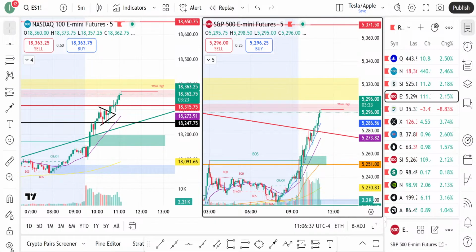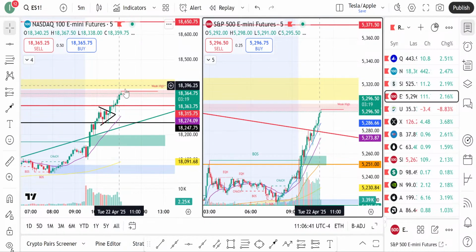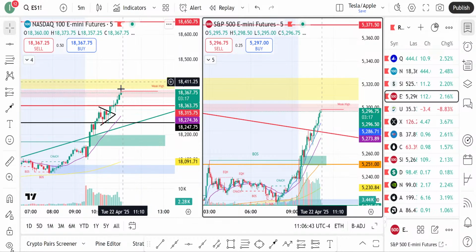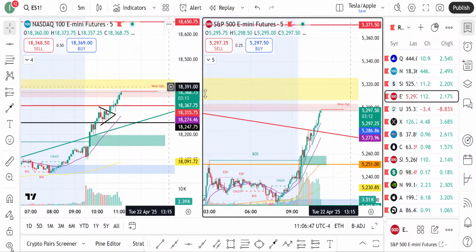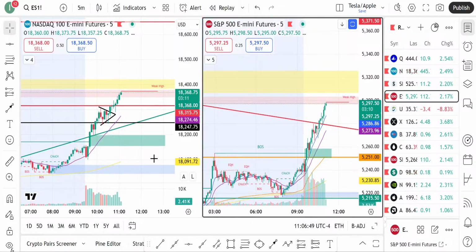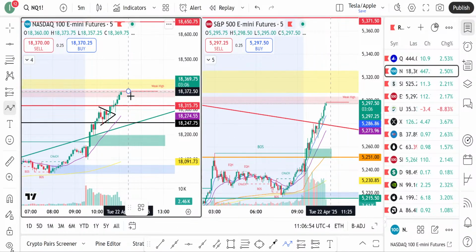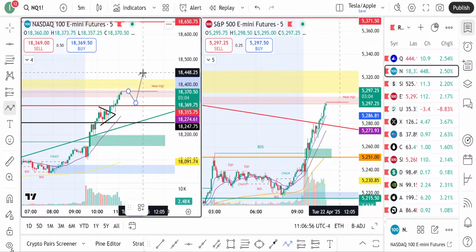Now the question is, will we reach this gap? Will we fill this gap entirely? Right? Or we could also pull back and then push higher as well.